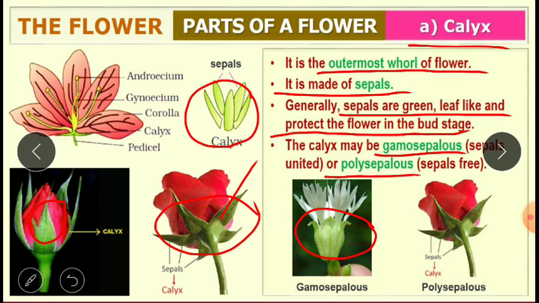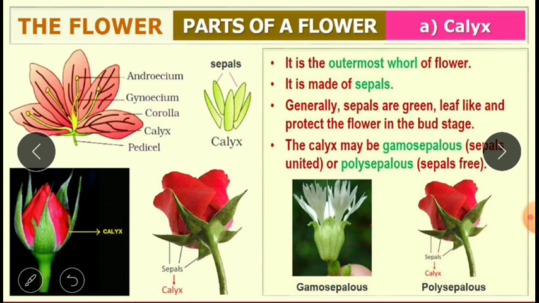Then in the second one, you can see the sepals are free. They are not going to be fused. So this type of arrangement is the polysepalous. So they are free. Sepals are free. So here in this manner, the sepals can be gamosepalous or polysepalous.